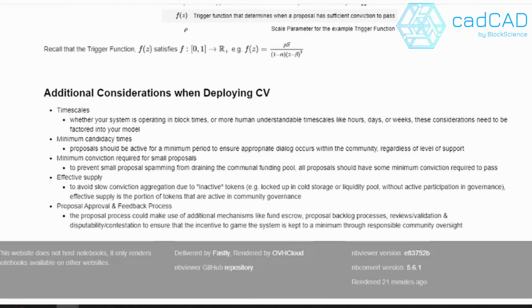Same with beta and rho, 2 parameters that are in the simulation, along with alpha, and there are certain ways we can tune those with the cadCAD simulation, such as A/B testing and parameter sweeping a range of values. Those have a high impact if you read some of the documentation on the trigger function and things on what constitutes passing proposals.